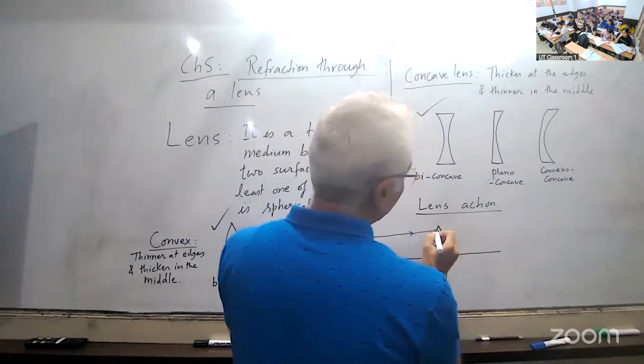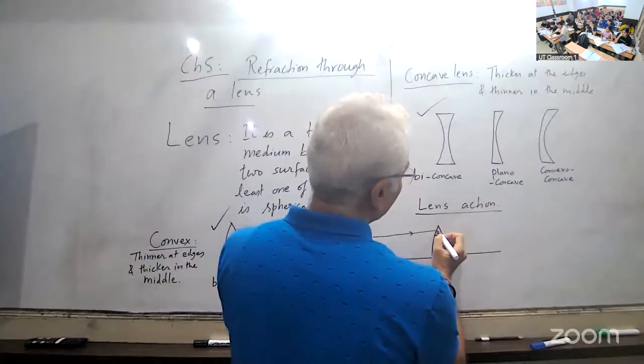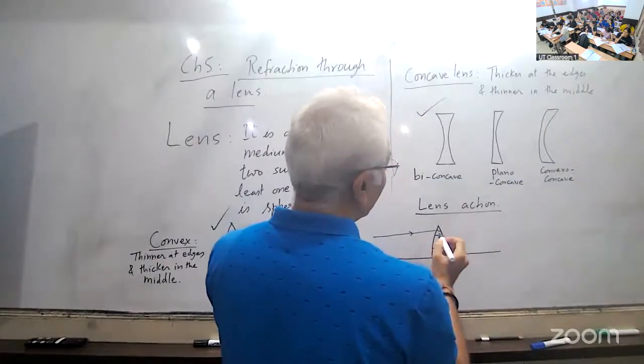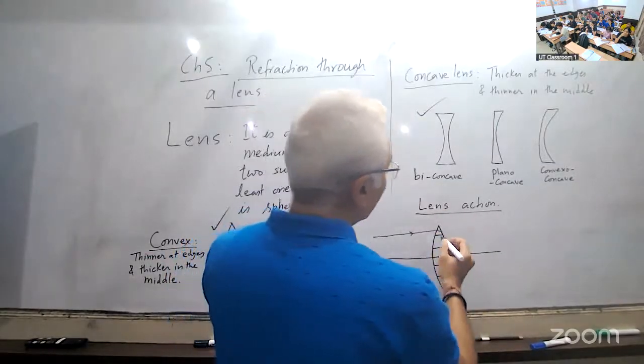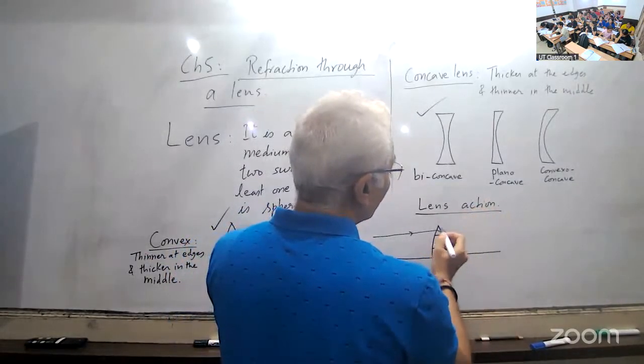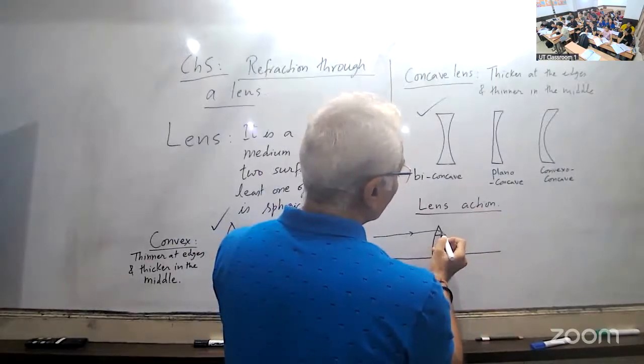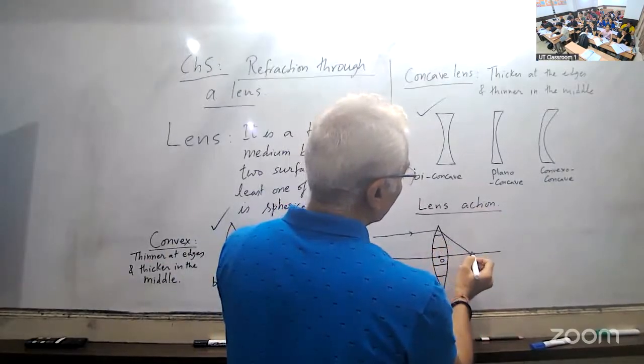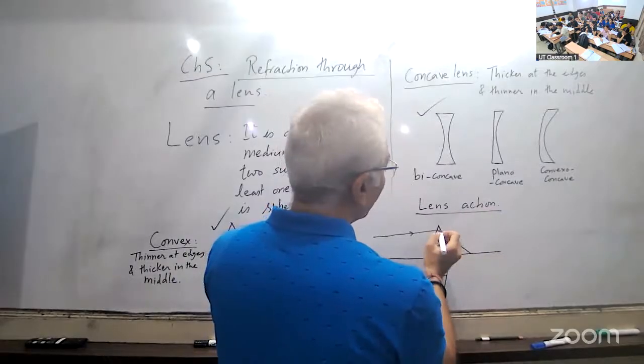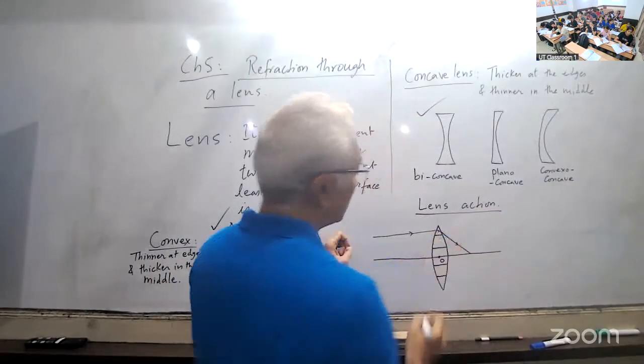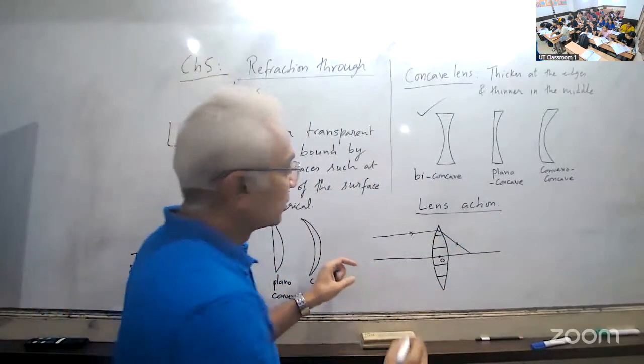First refraction at this surface bends here, right? It bends towards the normal. Then from this normal, it goes away. It bends again. Okay, this is what happens. Bends twice.